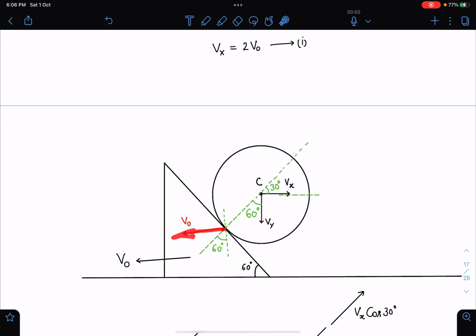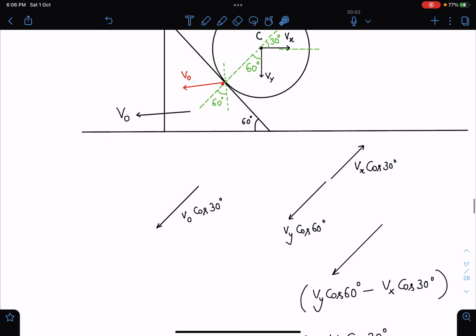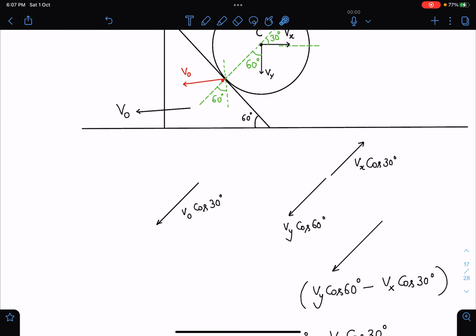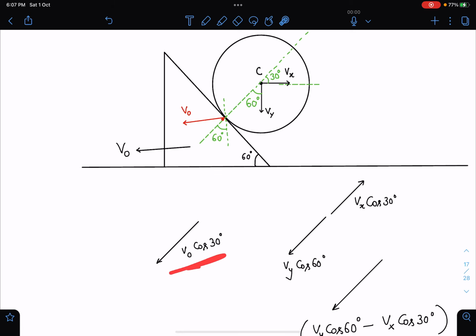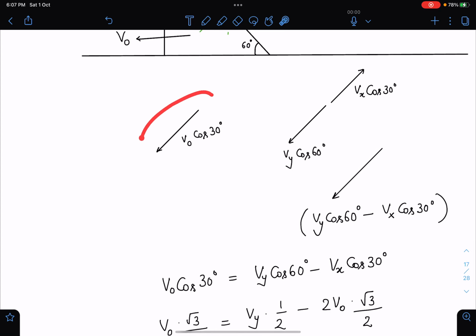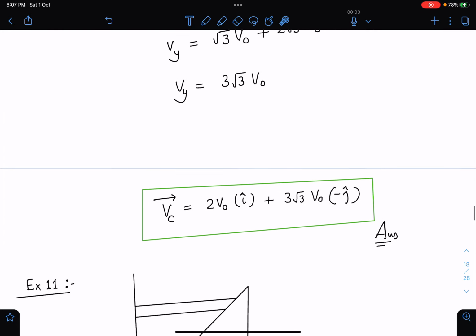So this will be V0 this side, because all the points on the wedge will have the same velocity. And this is Vy and this is Vx. So Vy sin 60 is equal to Vy cos 60 minus Vx cos 30. V0 cos 30 or sin 60, anything you can write. Vy cos 60 and Vx cos 30. So first equate the components, and equate the magnitudes also. After that, I'm not solving it. I hope you will get the answer for this.